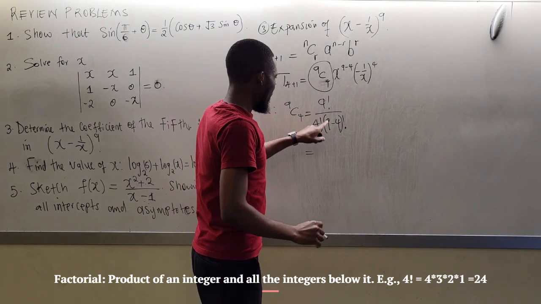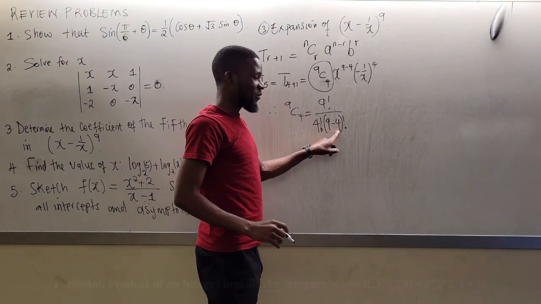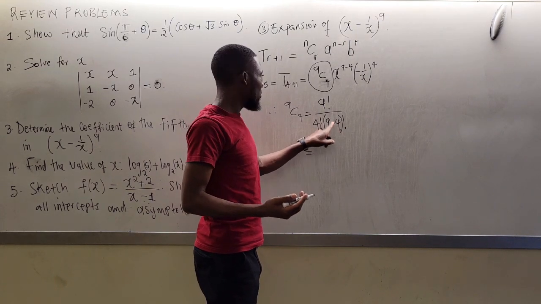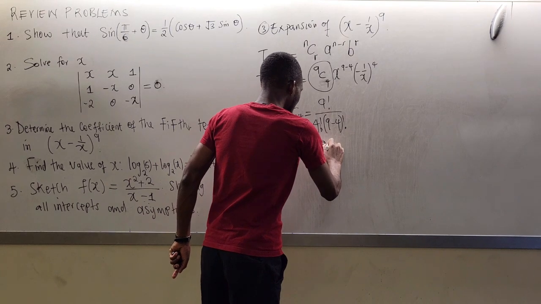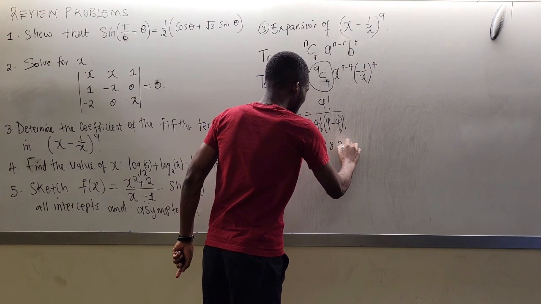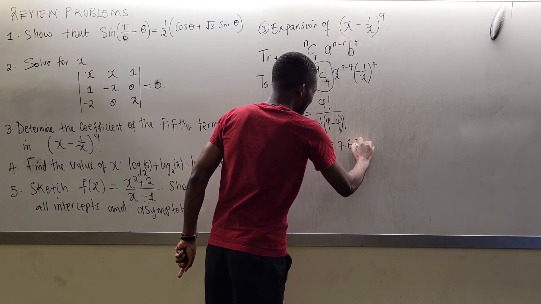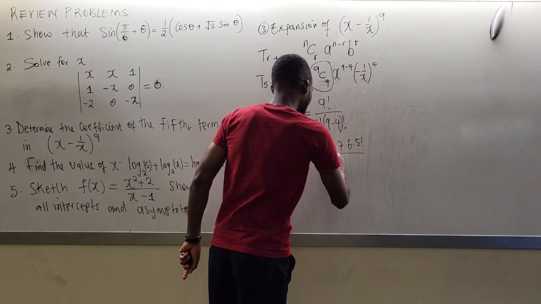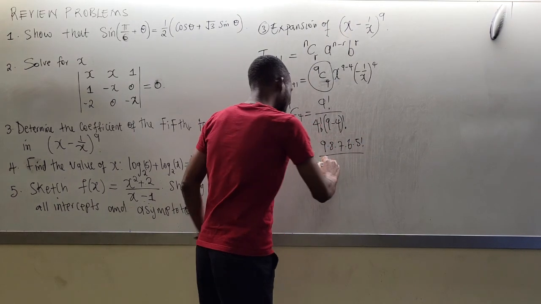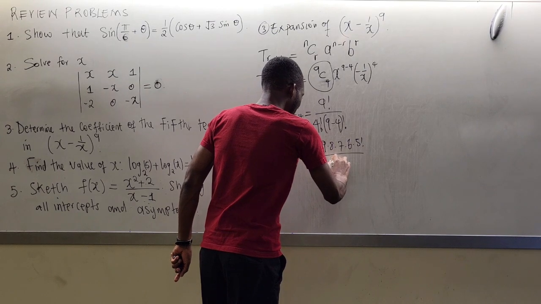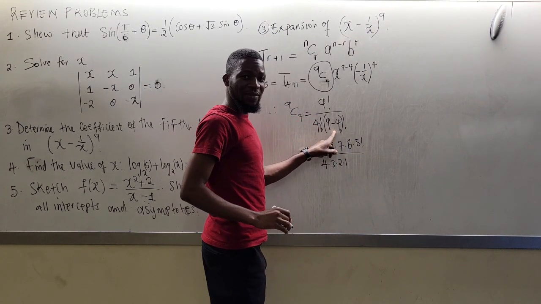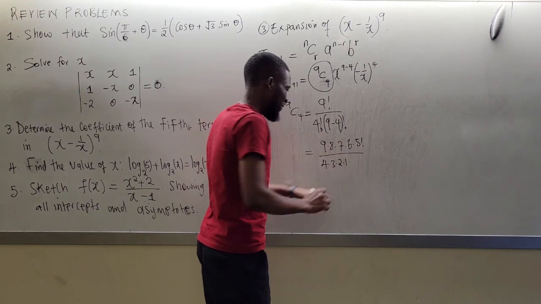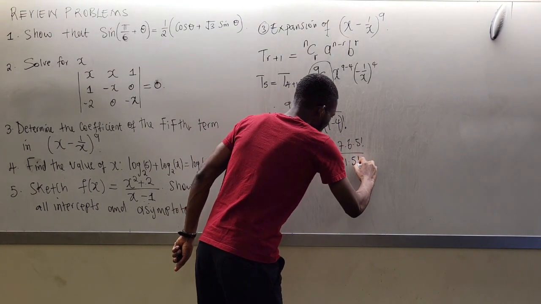Okay. Now, you can see that 9 minus 4 is 5 factorial. So I can expand 9 as follows. This is 9 multiplied by 8, multiplied by 7, multiplied by 6, multiplied by 5 factorial, over 4 multiplied by 3, multiplied by 2, multiplied by 1, multiplied by 5 factorial, because I have 5 factorial here.